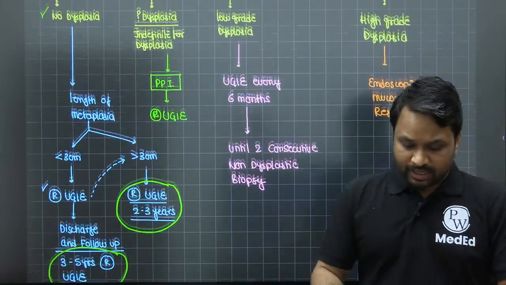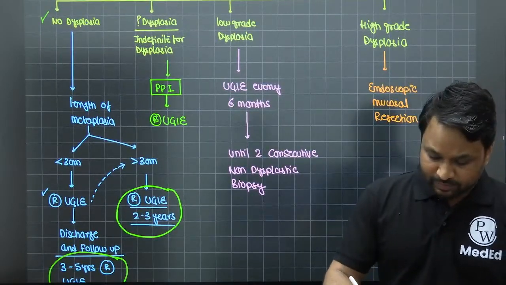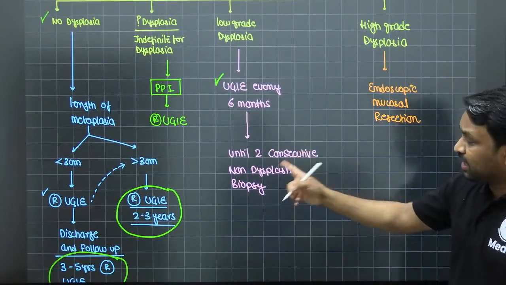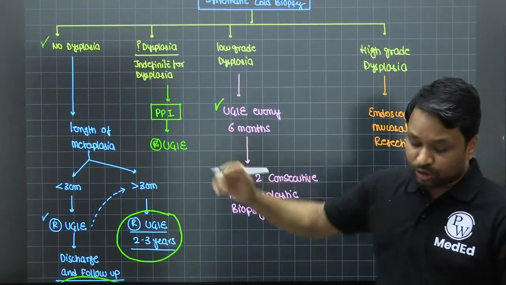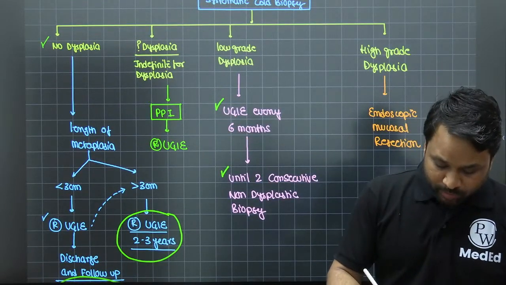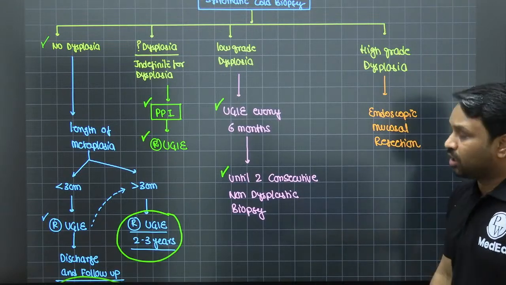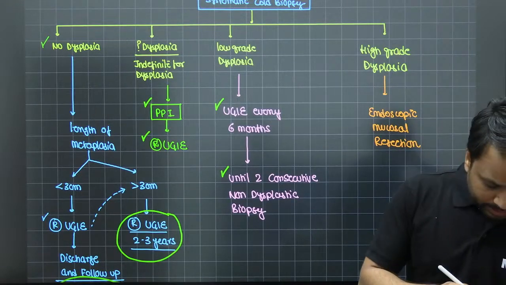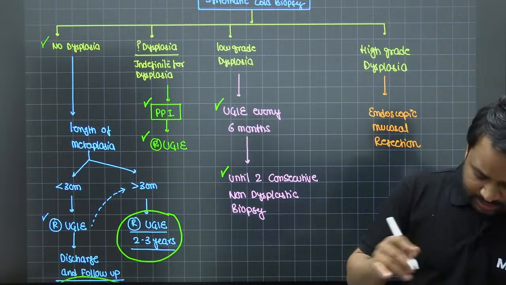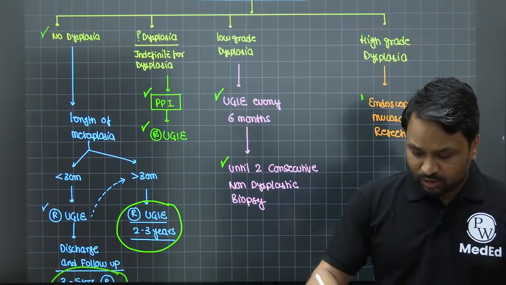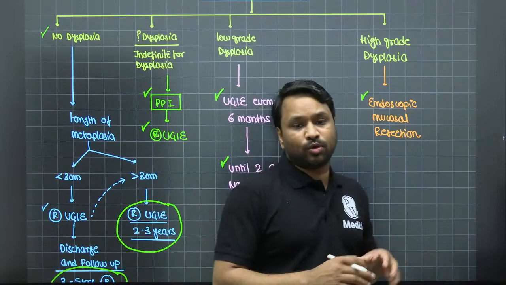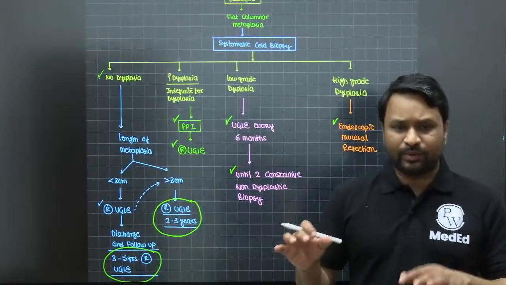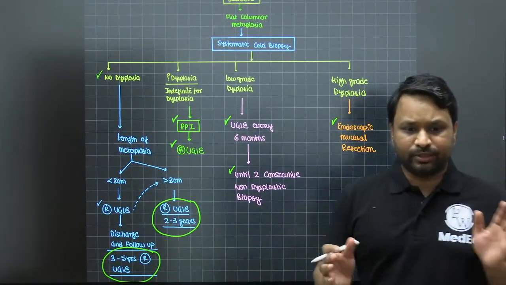On the other hand, if you have a low grade dysplasia, then I will do an upper GI endoscopy every 6 months till I get 2 consecutive non-dysplastic biopsies. If it is an indeterminate one, how do you determine it? Start the patient on proton pump inhibitors and now take the patient for upper GI endoscopy. If it is high grade, go with intervention, that is going to be an endoscopic mucosal resection, and that is how you're going to deal with your Barrett's in general.